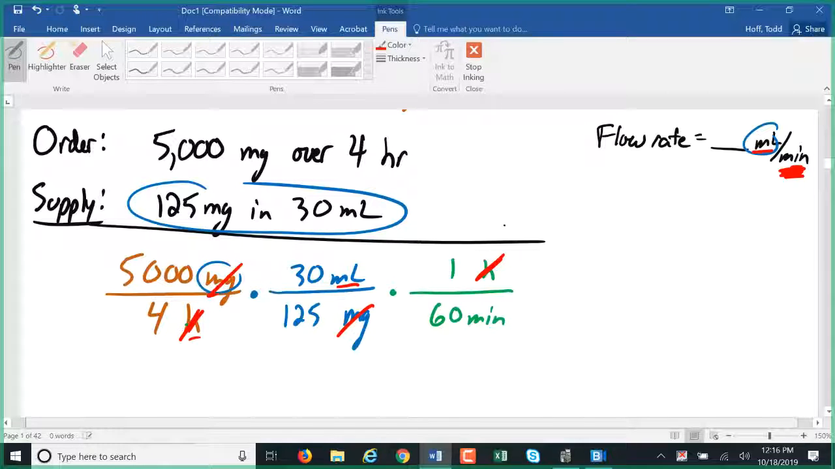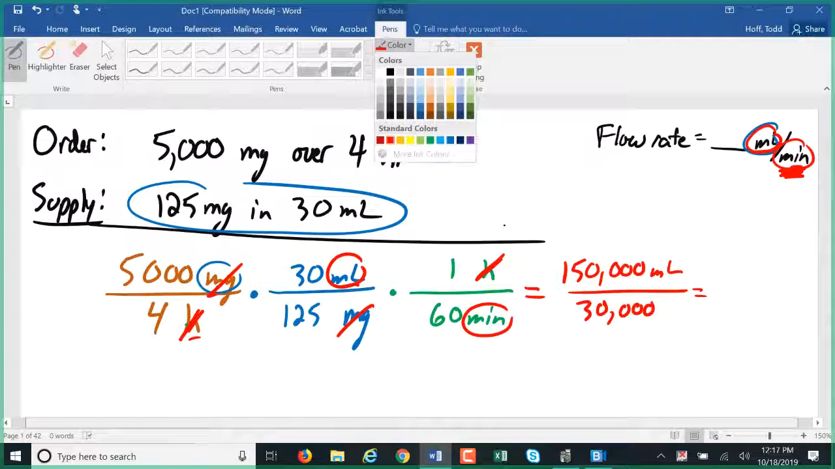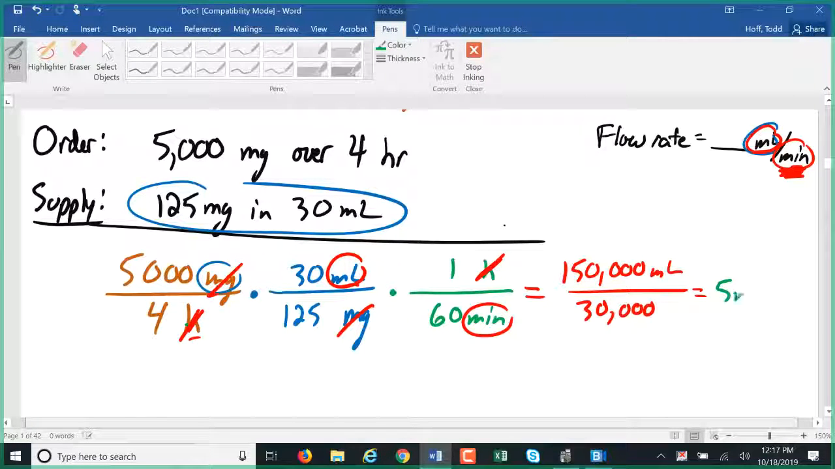Now the hours cancel out. So now we have milliliters on top. That's what we want in our numerator. Minutes on bottom. That's what we want in our denominator. Good for our units. Let's multiply them out. 5,000 times 30 is 150,000 milliliters. 4 times 125 times 60, what's that, 30,000? Divide that out, that becomes 5 milliliters per minute.